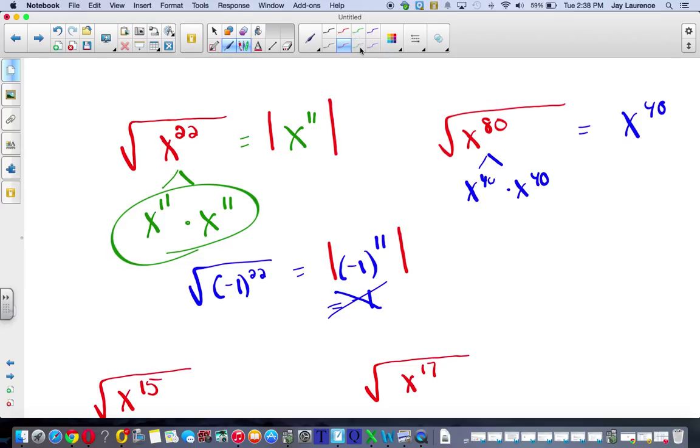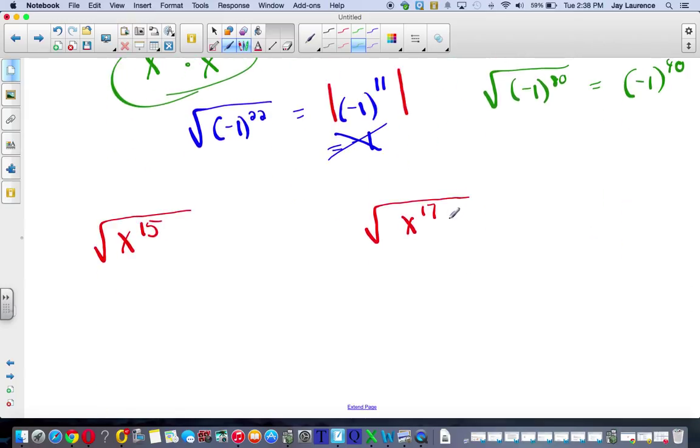Now if I do the same thing over here, I'll get the rad of negative 1 to the 80th and negative 1 to the 40th. They're both going to be positive numbers. Try this one. You'll get a positive 1. So that's why we don't need the absolute value. The absolute value is restricting us to positive answers.